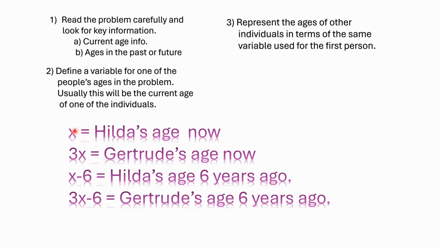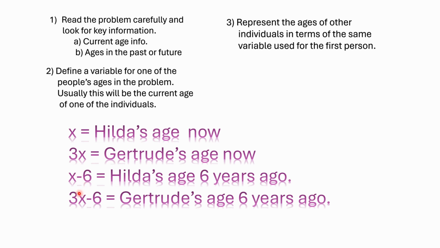So x will be the variable that we'll select, and we'll say that's Hilda's age today. And then we say Gertrude currently is 3 times as old as Hilda. So we could represent Gertrude's age now as 3x. So Hilda's x, Gertrude would be 3x. And so 6 years ago, that's pretty easy too, because Hilda would be x minus 6. You just subtract 6 from Hilda's current age.